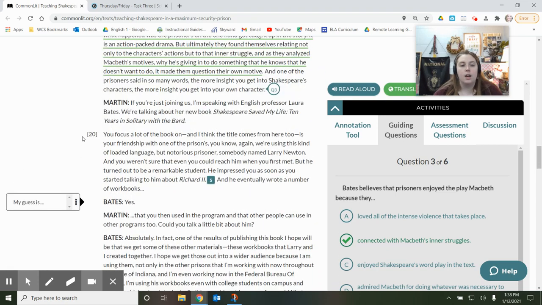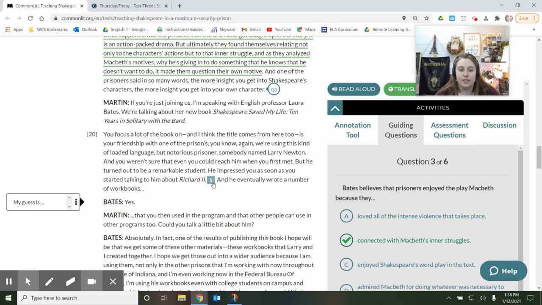Here we are. All right, Martin says, if you're just joining us, I'm speaking with English professor Laura Bates. We're talking about her new book, Shakespeare Saved My Life, 10 Years in Solidarity with the Bard. You focus a lot of the book on, I think these little titles come from here too, your friendship with one of the prisoners. Again, we're using this kind of loaded language, but notorious prisoner, somebody named Larry Newton. And you weren't sure if you could even reach him when you first met. But he turned out to be a remarkable student. He impressed you as soon as he started talking about Richard II.